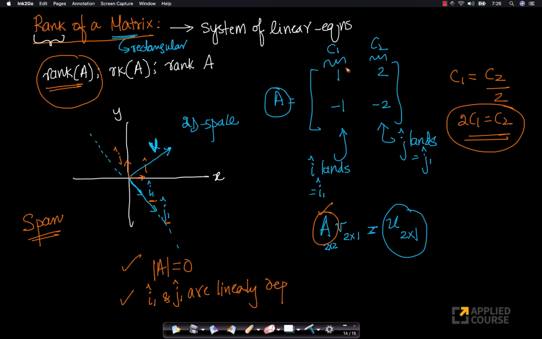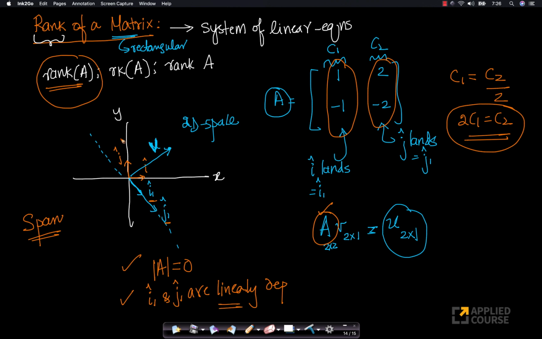Now if you look at the column vectors of A, column 1 and column 2, since they both are linearly dependent, what is their span? Which vectors can they represent? They can only represent the vectors which lie on this line. They can't represent vector V, because i1 hat and j1 hat are linearly dependent.